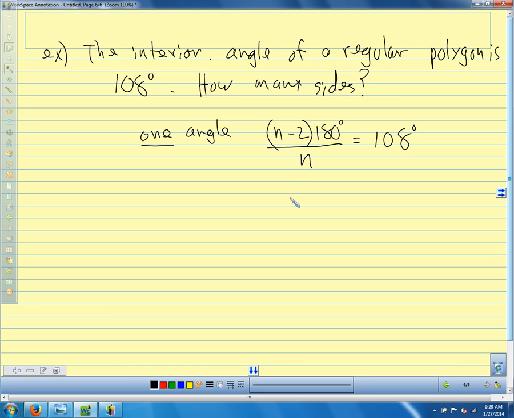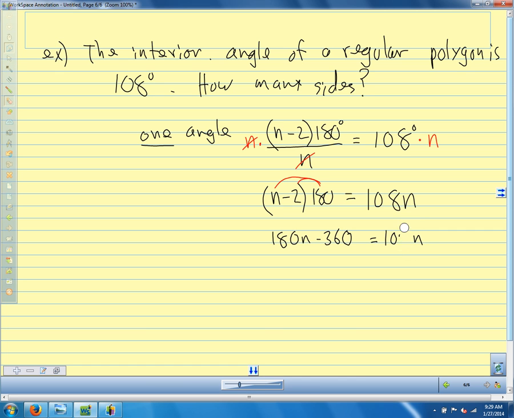So what do we do? What's our first step in solving this equation? We want to get n by itself. What don't we like about this equation the way it's written? I don't like the n in the denominator, so we're going to multiply both sides by n to get that n out of the denominator. When I do that, those cancel, and I get (n minus 2) times 180 equals 108n. Now what do I need to do with these parentheses? I need to distribute. 180 times n, I can just write as 180n. 180 times negative 2 is minus 360 equals 108n. Now we're almost home free.